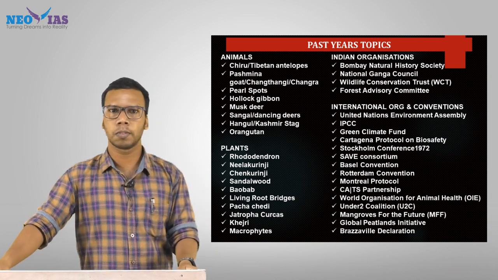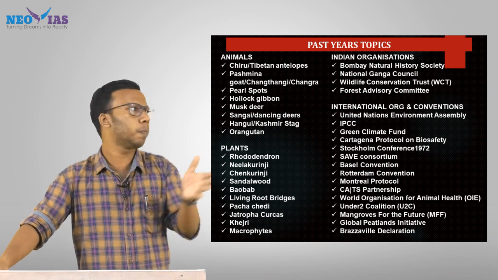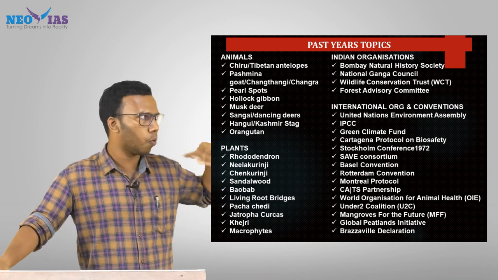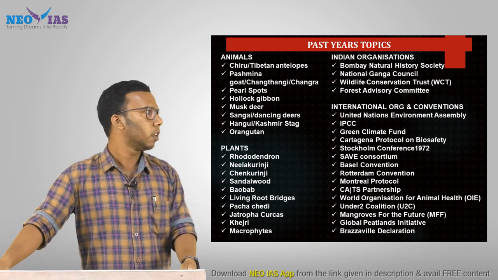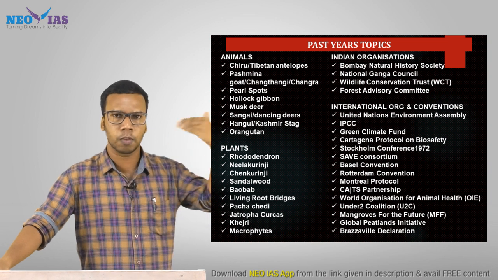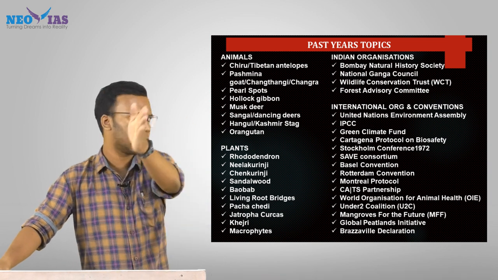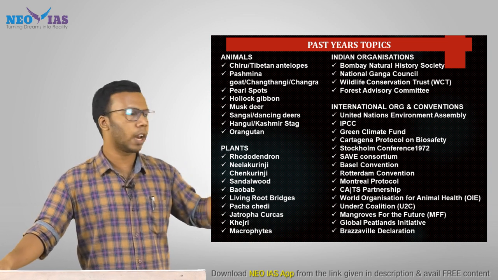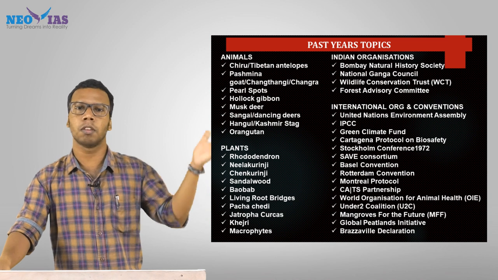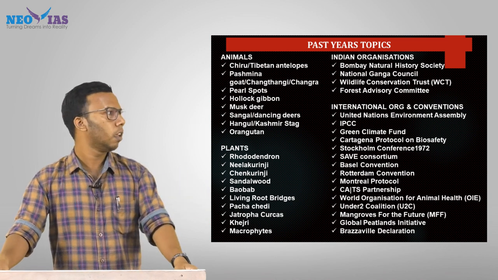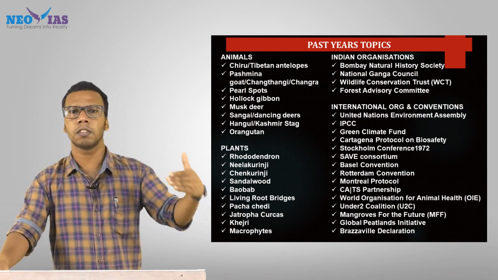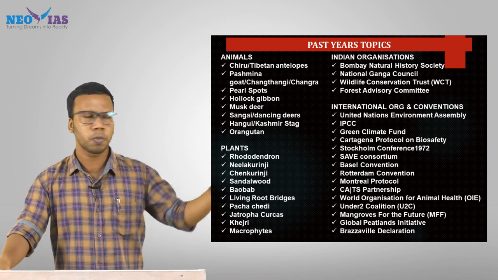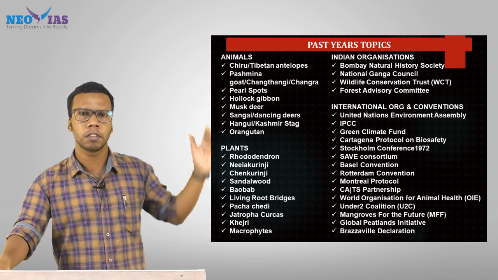Then pearl spot was in news. You need to know where pearl spots are located. It is found in the backwaters of Kerala. And what is the role of pearl spot in the economy? Then hoolock gibbon, found mainly in the northeast of India. Then musk deer, and why musk deer are hunted. Then sangai deer, or dancing deer, is endemic to Loktak Lake, in Keibul Lamjao National Park in Manipur, and they graze on the floating vegetation called phumdis. Then hangul or Kashmir stag, and orangutan. These were the animals which were in news in past years.